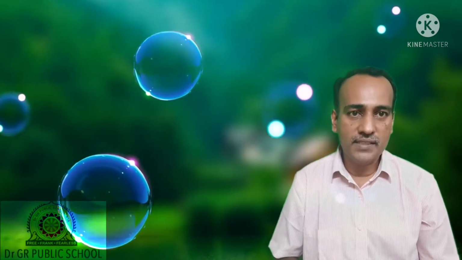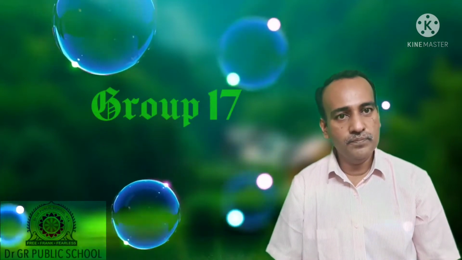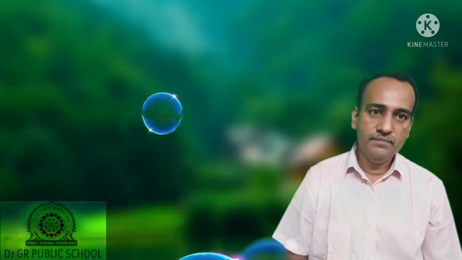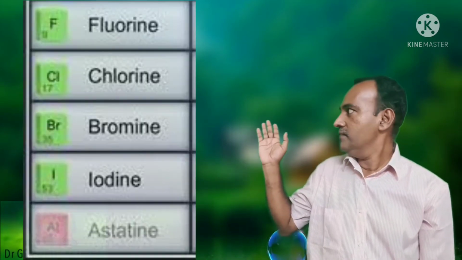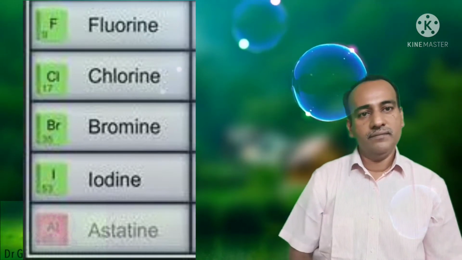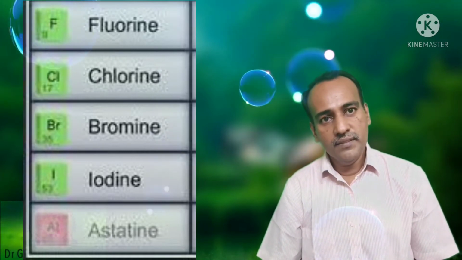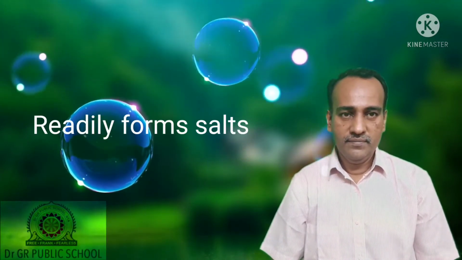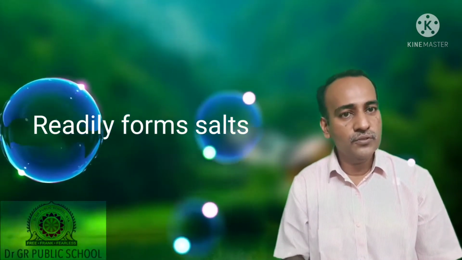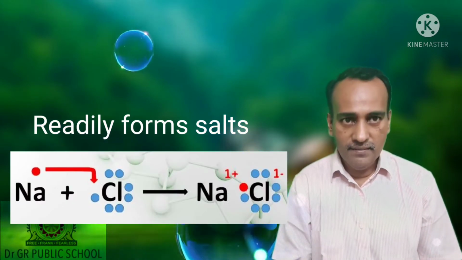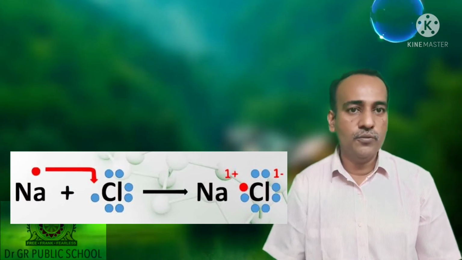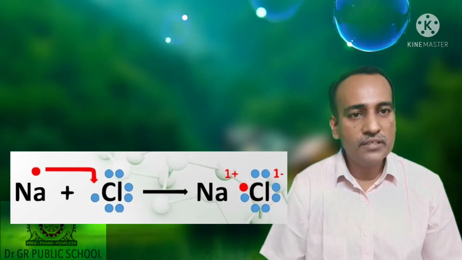Now we are going to start the next group, that is group 17. Group 17 consists of fluorine, chlorine, bromine, iodine and astatine. These elements readily react with metals. For example, we know sodium is a metal which readily reacts with chlorine of this 17th group to form sodium chloride. What is sodium chloride?